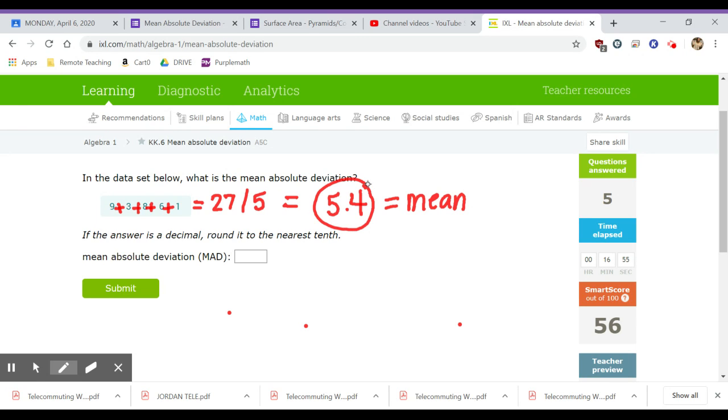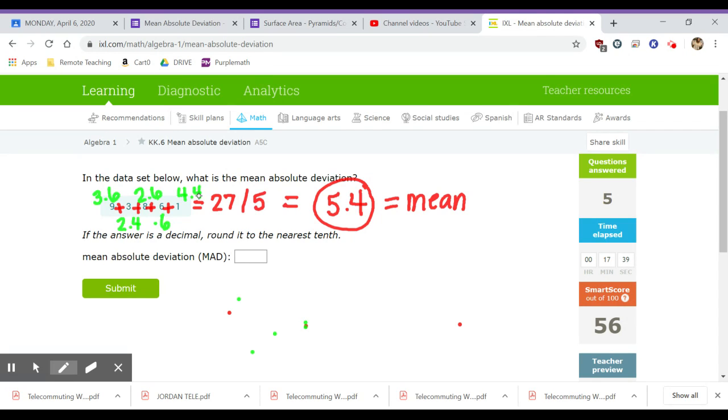So now I need to figure out the distance all of these values are from 5.4. So I'm going to just subtract. 9 minus 5.4 is going to be 3.6. 5.4 minus 3 is going to be 2.4. And I'm going to do these up and down. Now I'm going to do 8 minus 5.4 equals 2.6. 6 minus 5.4 is just going to be 0.6. And 5.4 minus 1 is going to be 4.4.